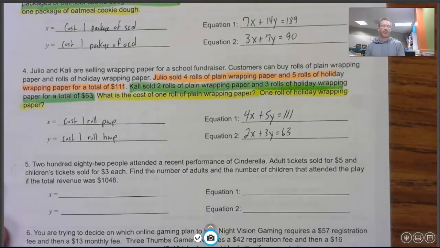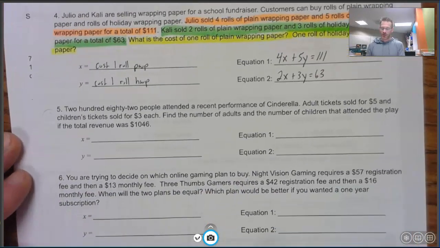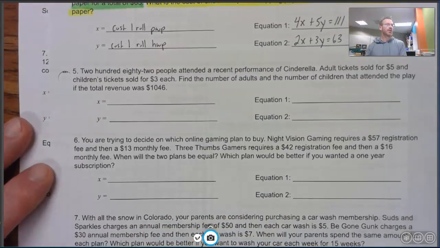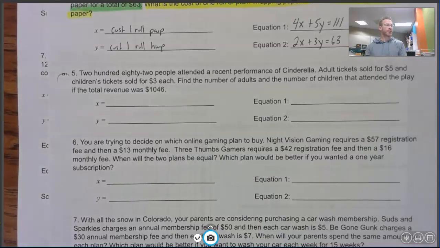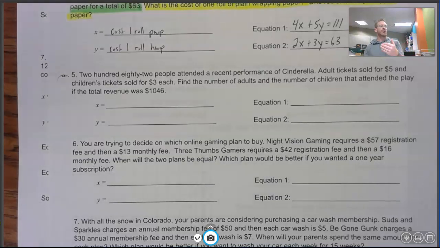All right, now let's jump down to number 6 here. We'll say 5 for in class next time, but let's look at 6 and talk about the differences between what we saw in 3 and 4 and what we're going to see in 6 now. So you're trying to decide on which online gaming plan to buy. Night Vision Gaming requires a $57 registration fee and then a $13 monthly fee. 3 Thumbs Gamers requires a $40 registration fee and then a $16 monthly fee. When will the 2 plans be equal, and which plan would be better if you wanted a 1-year subscription?